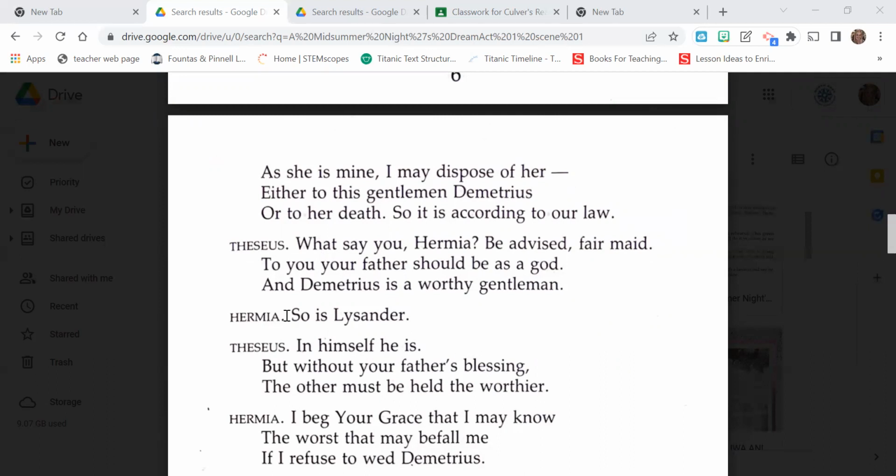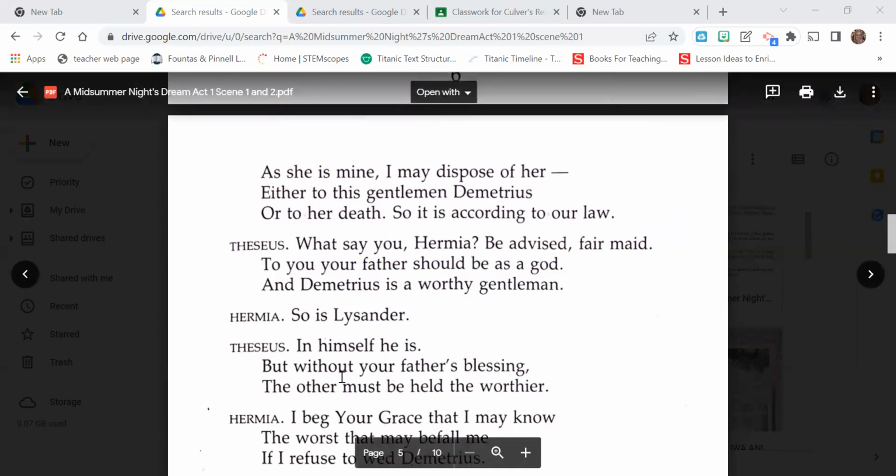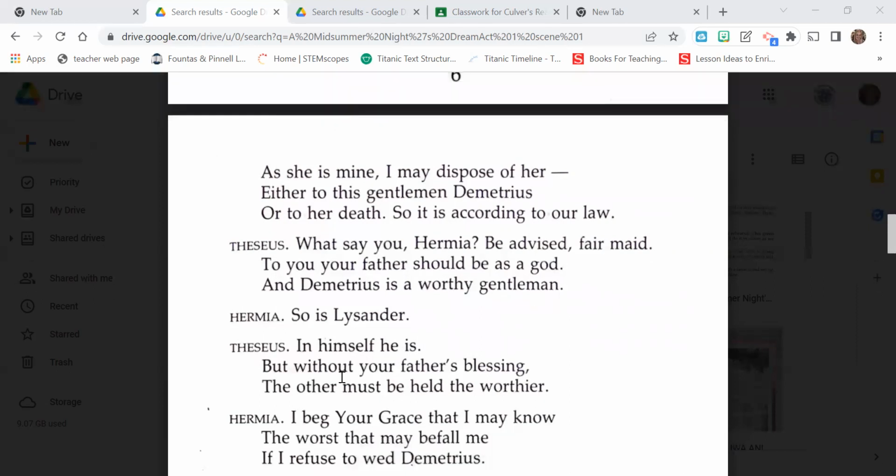Theseus says, what say you, Hermia? Be advised, fair maid. To you, your father should be as a god, and Demetrius is a worthy gentleman. So Theseus is saying, why, Hermia, are you choosing to fight your dad? And a fair maid, these are called women maids, and her skin is light, so it's fair. And it says, you should respect your father. And who cares? Anyways, Demetrius, he's a very worthy gentleman. He's first class, just like you are. So you should like him.